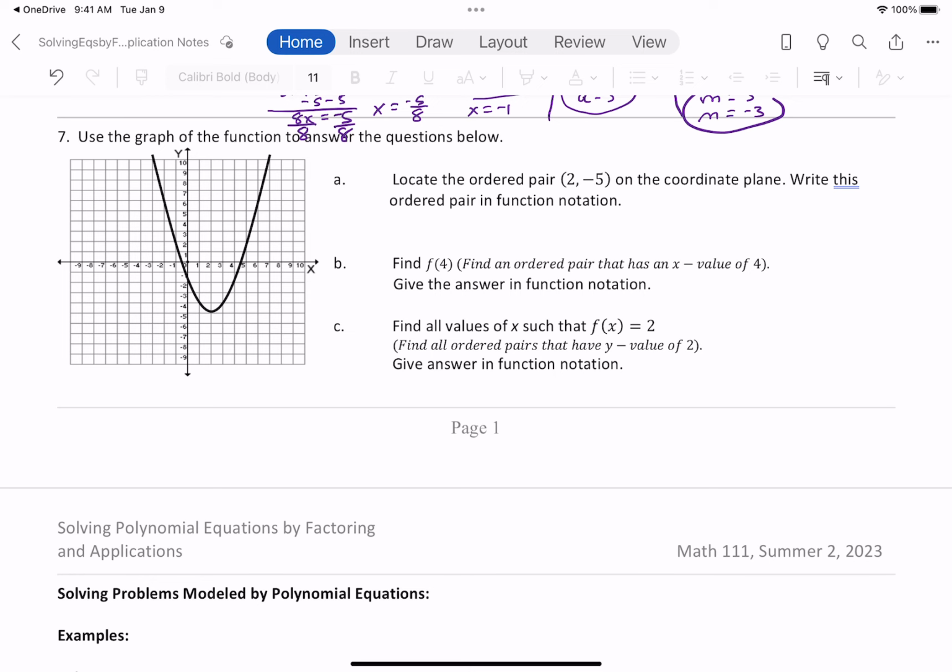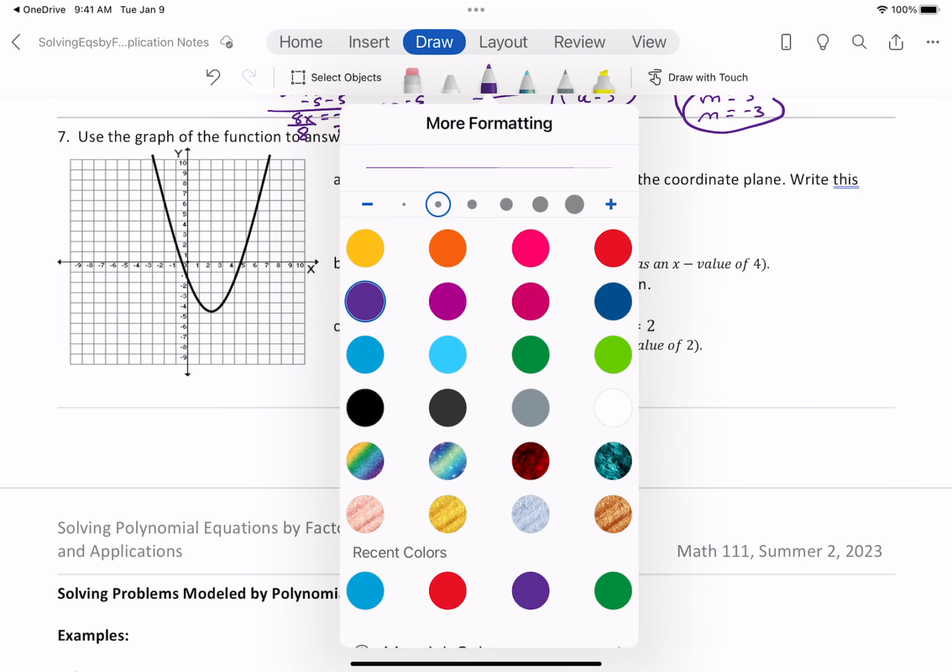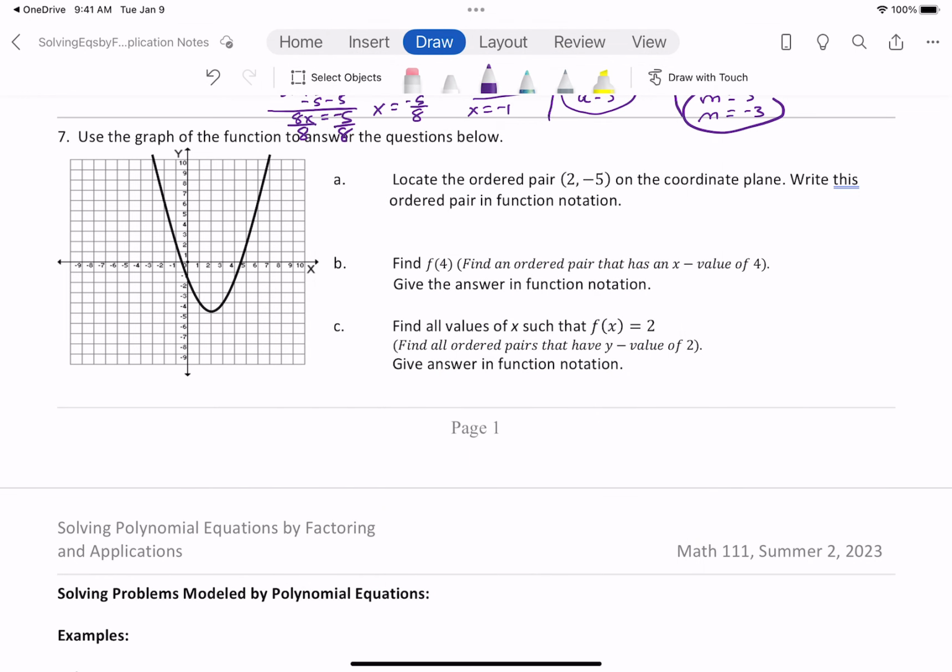Alright, this next problem is one you saw before. It's kind of relating graphs, ordered pairs, and function notation, and it's something that comes up a good bit. So first it says locate the ordered pair (2, -5). So 2 is my x coordinate, and -5 is my y coordinate.